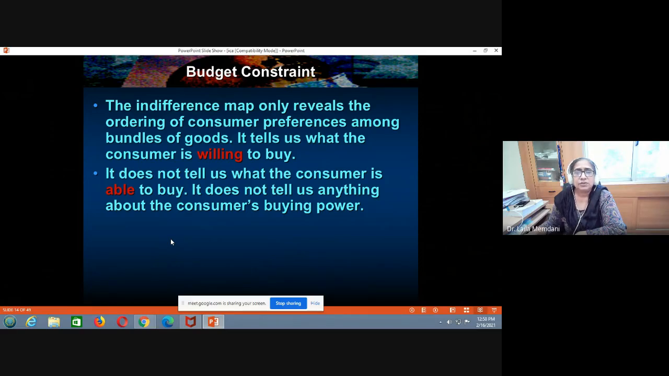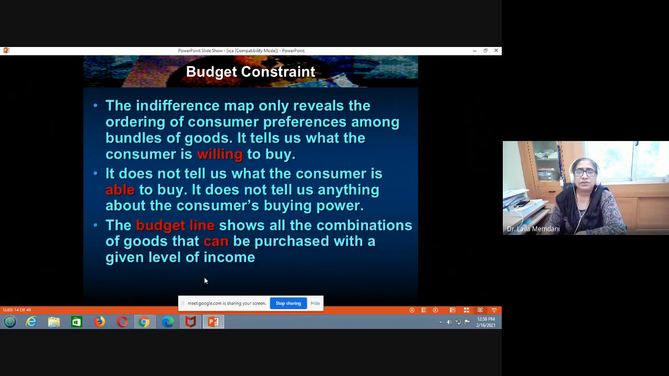So we bring more reality into the picture. We introduce budget constraint and the price of the products which the consumer is buying. So how much of each commodity he will be able to buy. For this purpose, we need a budget line. What is a budget line? The budget line shows all the combinations of goods that can be purchased with a given level of income.